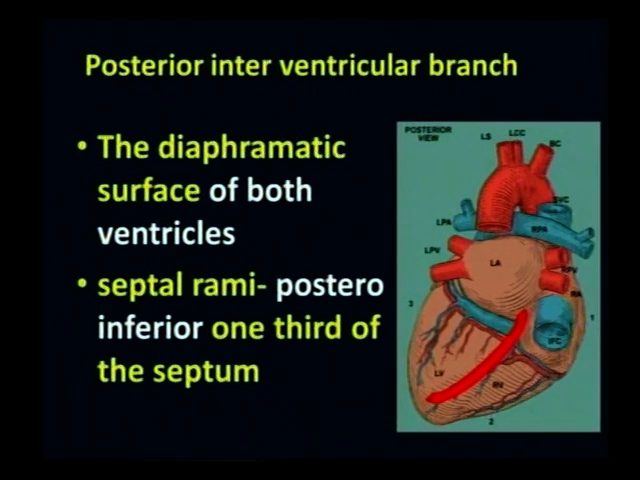And in this, as if in continuity of the right coronary artery, we saw the posterior interventricular branch that supplies the diaphragmatic surface of both ventricles, and septal rami which supply the postero-inferior 1/3 of the septum. So, till now we saw the branches of the right coronary artery. Now, we have to see the importance of this posterior interventricular branch.